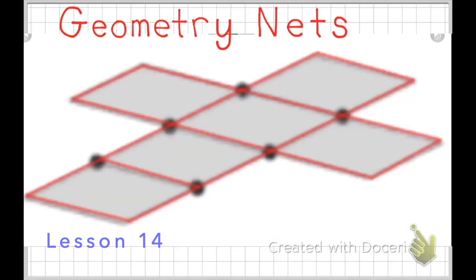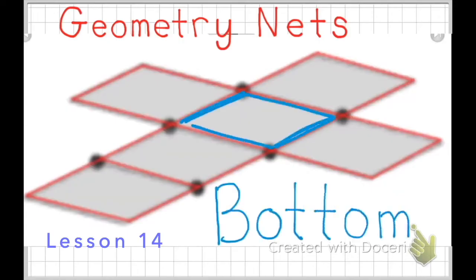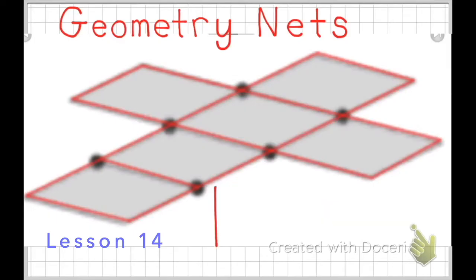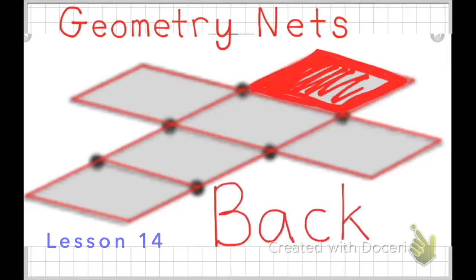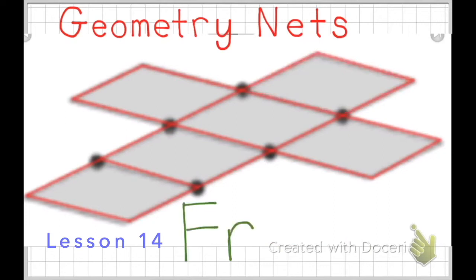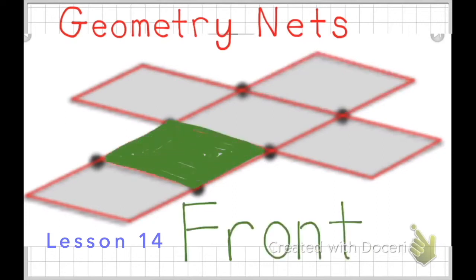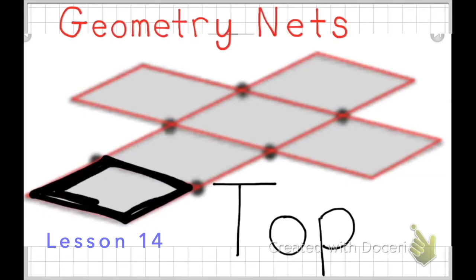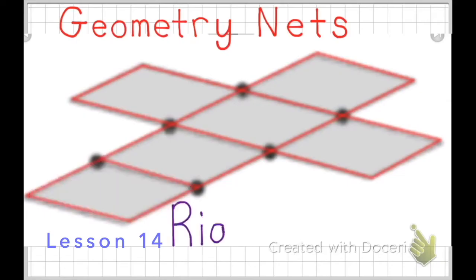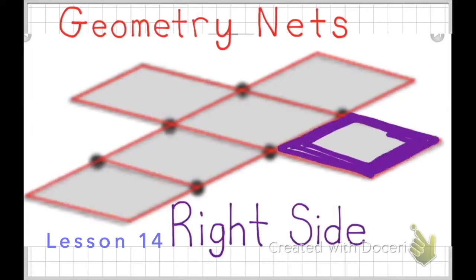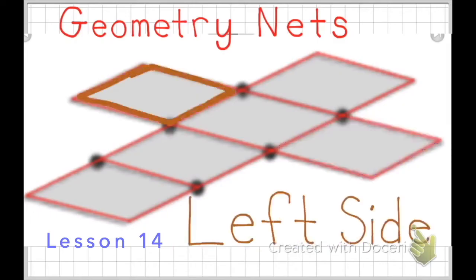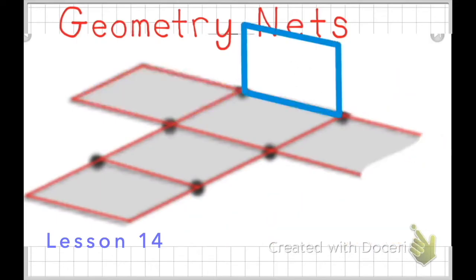Here's an example of a geometry net for a cube. I chose a few different colors at random to help represent the different faces of the cube. The blue section represents the bottom. The red section represents the back. The green section represents the front. The black section represents the top. The purple section represents the right side. And the brown section represents the left side. You can fold these sections up to form a cube.